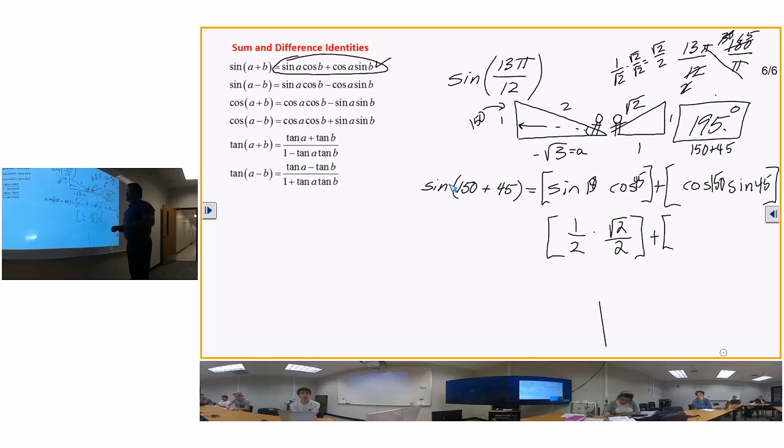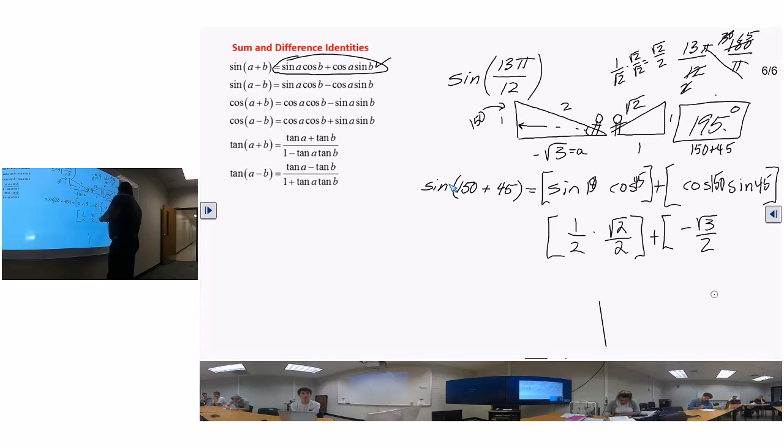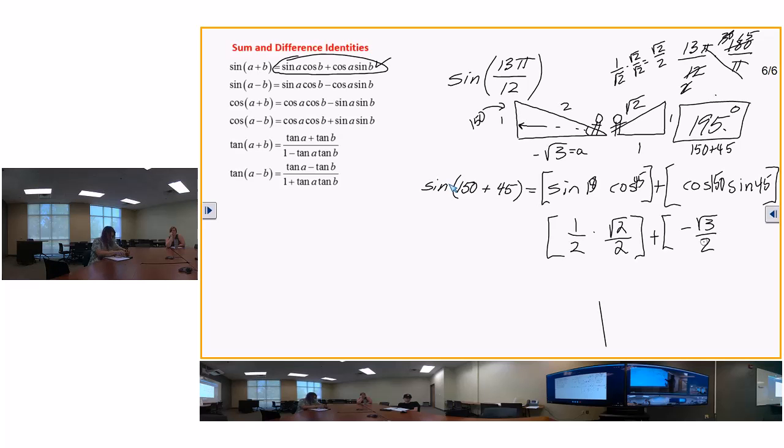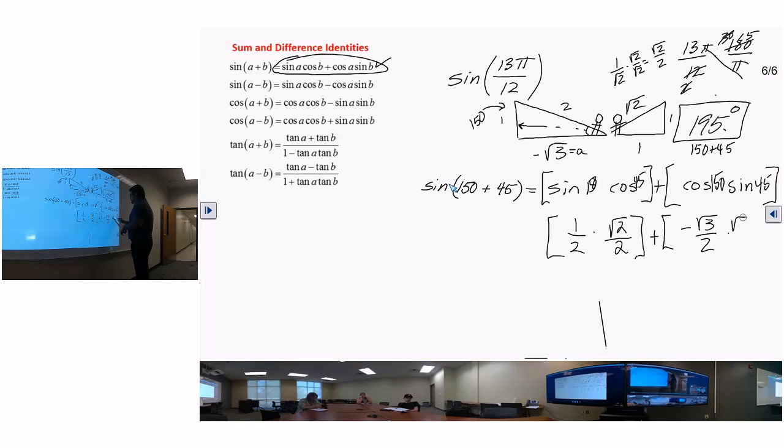All right, plus cosine of 150. Well, the cosine, Oscar had a hump. Uh-oh, there's our negative. Negative square root of 3 over 2. And then what's the sine of 45? Sine is, Oscar had, 1 over square root of 2, which is what? Square root of 2 over 2.